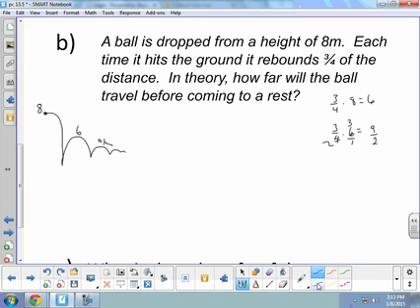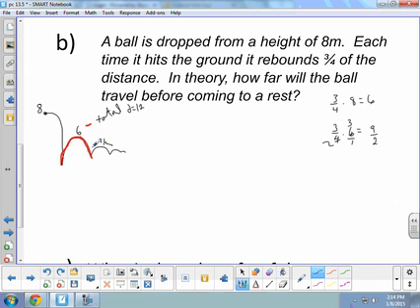So what I noticed right away, though, is that that highest point is 6. That does not mean that it travels 6, because it is traveling 6 meters up and 6 meters back down. So right there, total distance is 12 meters. 6 up, 6 down.